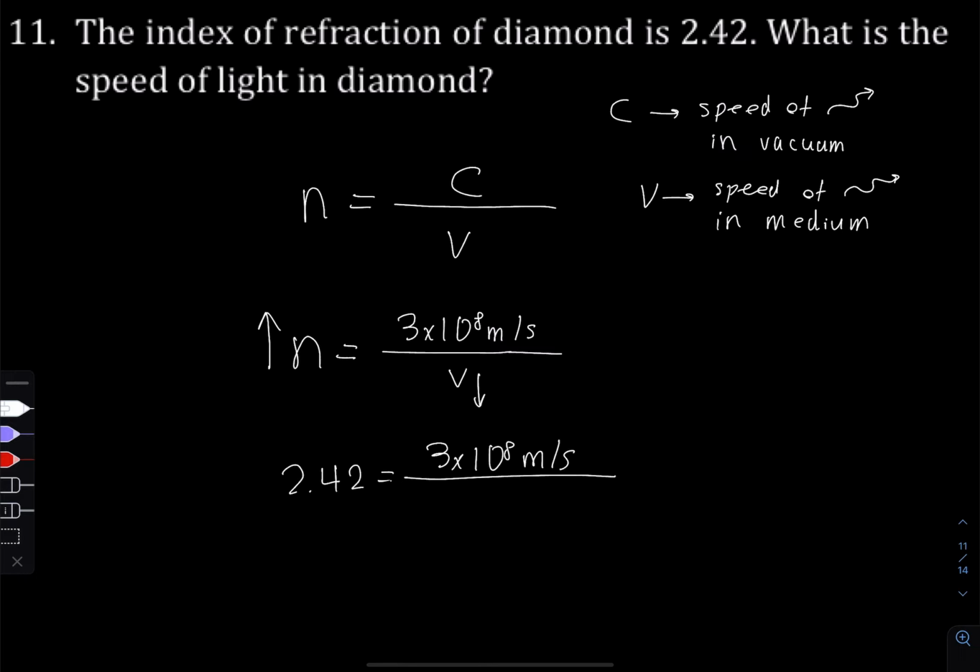So we solve for the speed of light in diamond. We get from this v is equal to 1.2397 times 10 to the 8th meters per second. So that's the speed of light in diamond. It's a lot slower than the speed of light in vacuum or in air, right? Because the index of refraction of diamond is high.